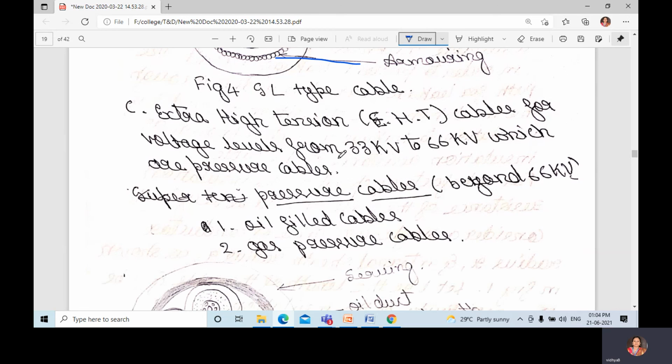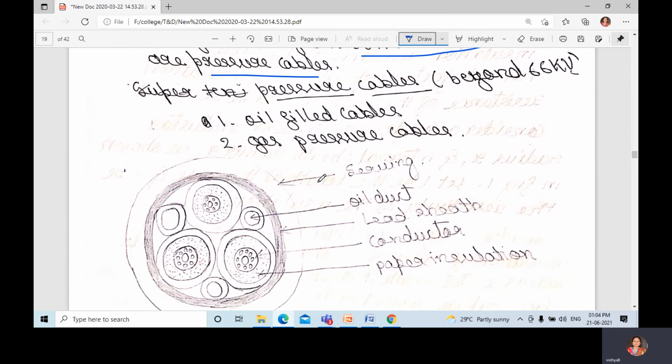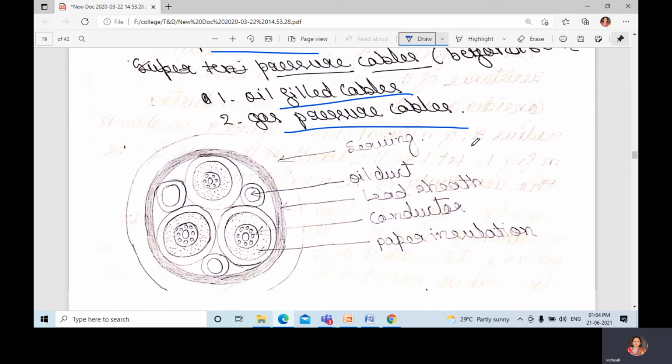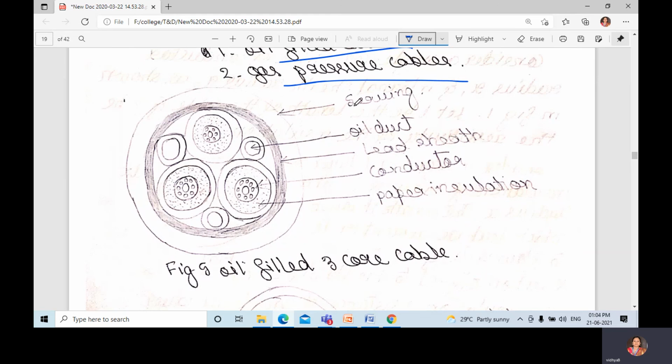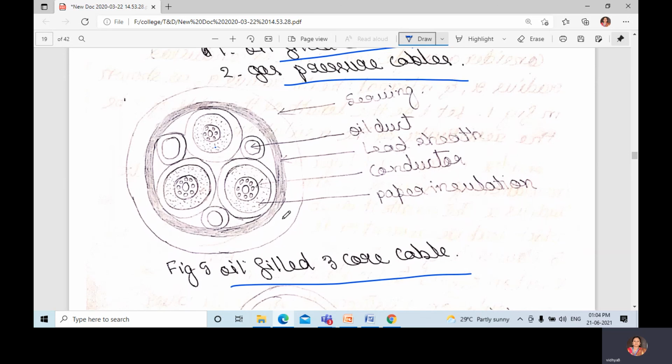Cable voltage levels from 33 kV to 66 kV are pressure cables. That is oil filled cables or gas pressure cables. These are the two types. Oil filled cables: oil duct, serving, lead sheath, and this one is conductor, and this is paper insulation. This is an oil filled 3-core cable. One core, that is a 3-core, you can observe here.